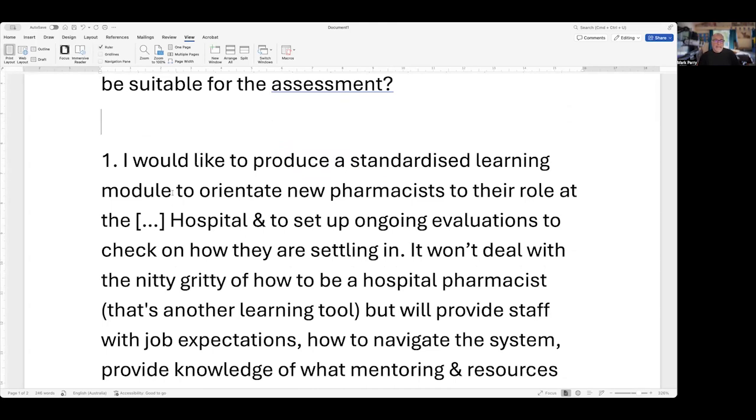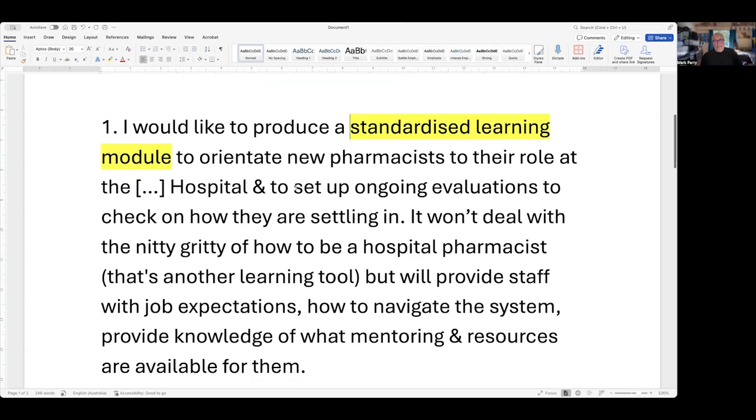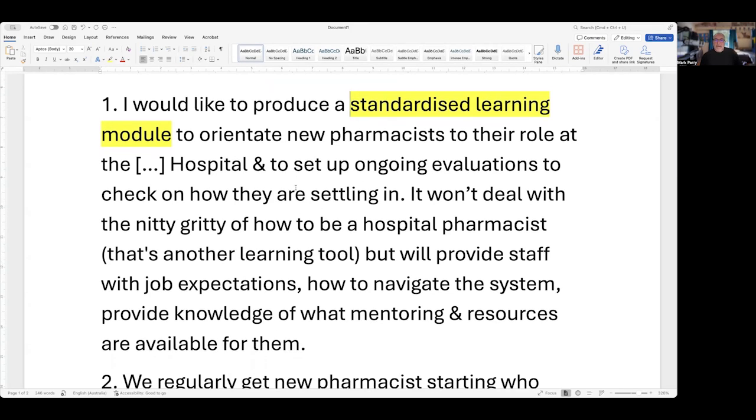I'm going to highlight some of the bits that I like. Where are we? Hang on, I've lost my highlighter. There it is. Standardized learning module to orientate new pharmacists to their role at the hospital and set up ongoing evaluations to check on how they are settling in. It won't deal with the nitty gritty of how to be a hospital pharmacist.